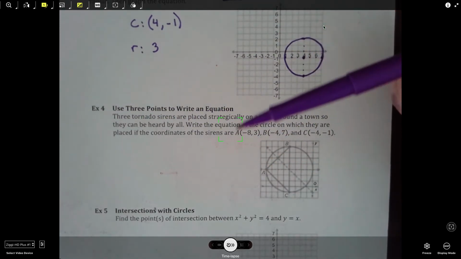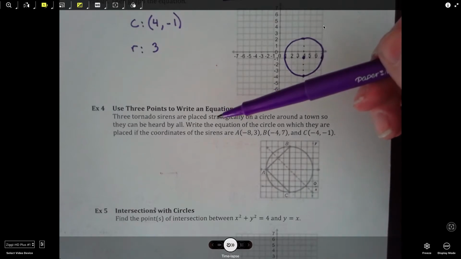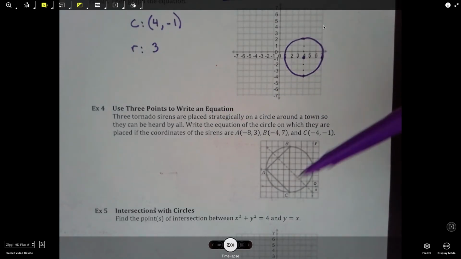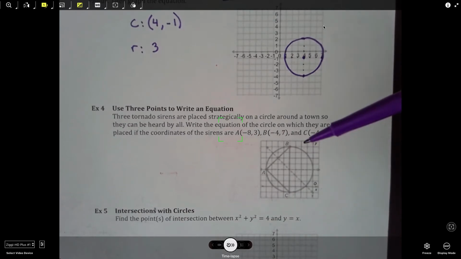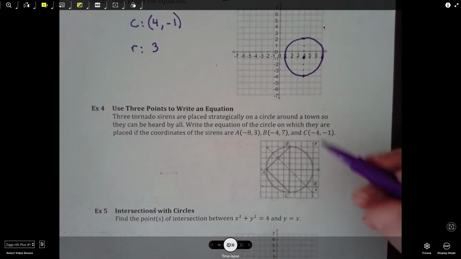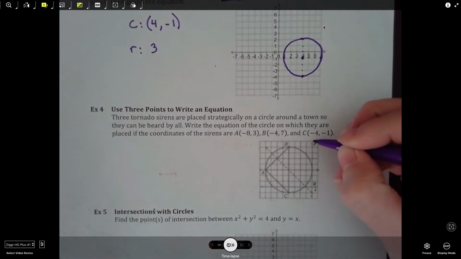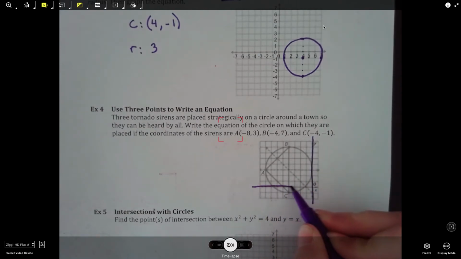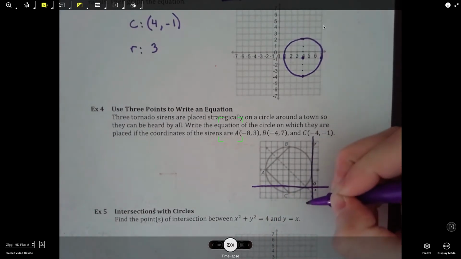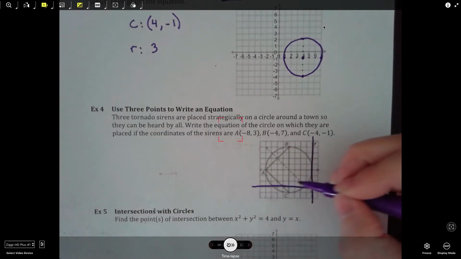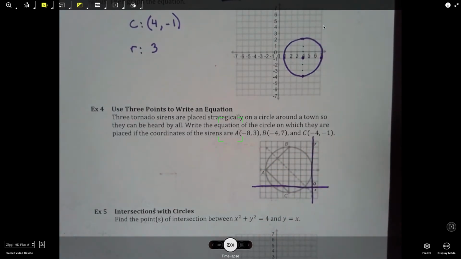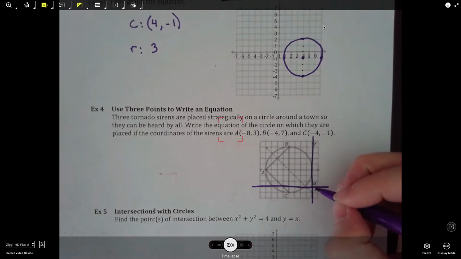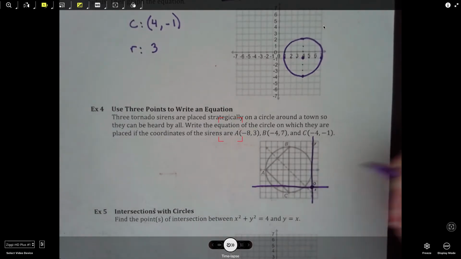Example 4 is a story problem. The 3 tornado sirens are placed strategically on a circle around town so that they can be heard by all. Write the equation of the circle on which they are placed if the coordinates of the sirens are given. All right, I want you to draw these lines a little bit darker. This is your y-axis, and this is your x-axis. So it's kind of like 1 over from the left and 2 up is where your x and y axis are. So 0, 0 is right here. You can see that little circle there for 0, 0.